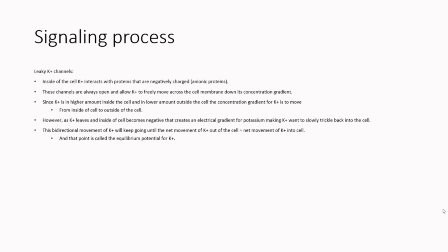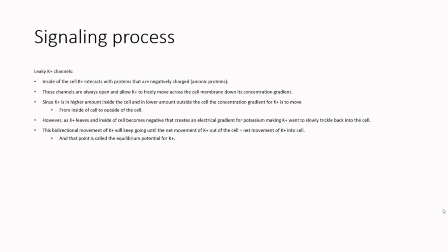But as potassium leaves the cell, the interactions with these anionic proteins will create an electrical gradient between them and the potassium, and this will make the potassium want to trickle back into the cell.